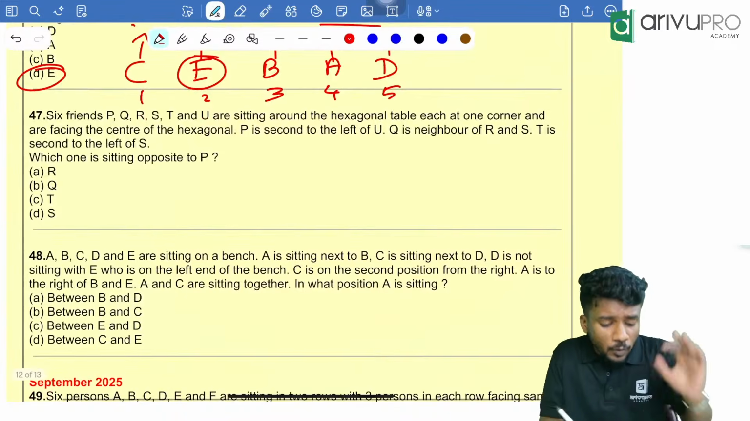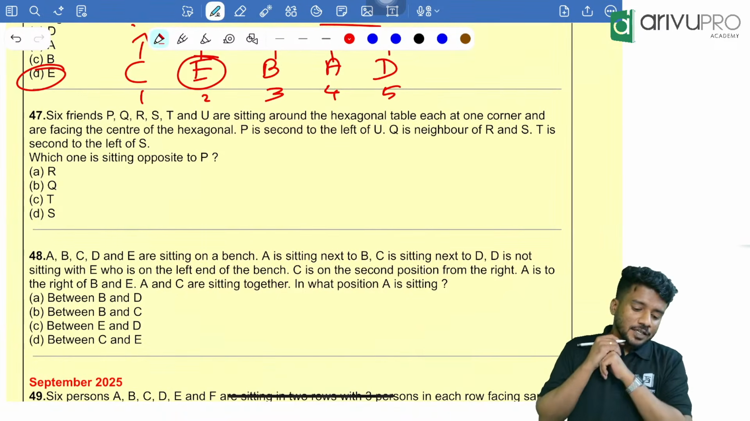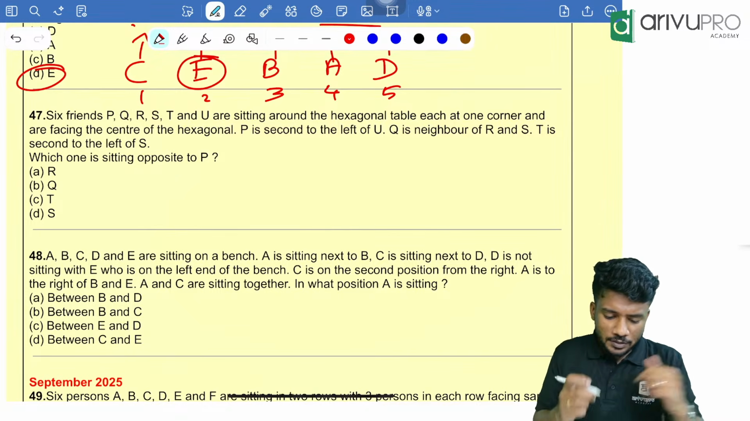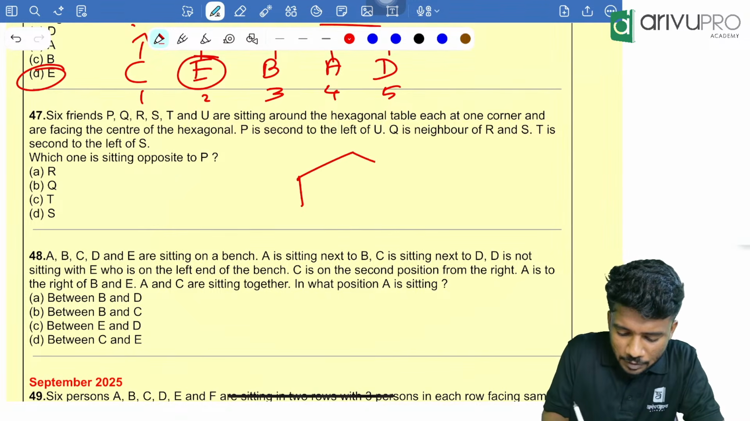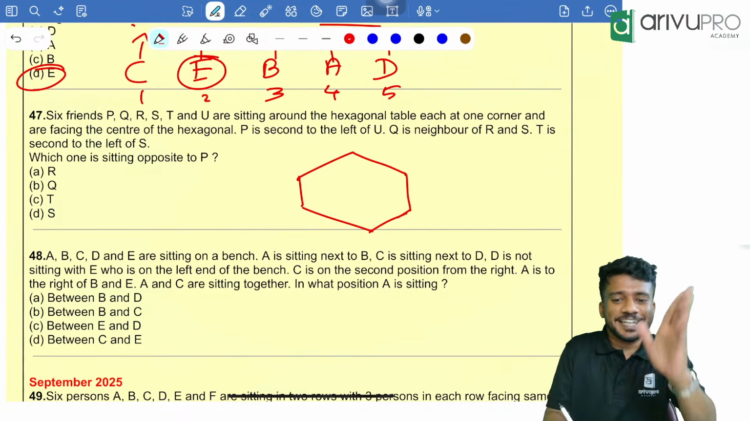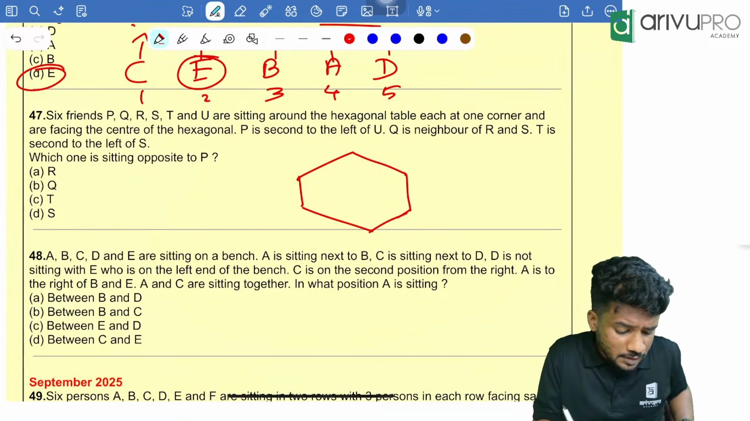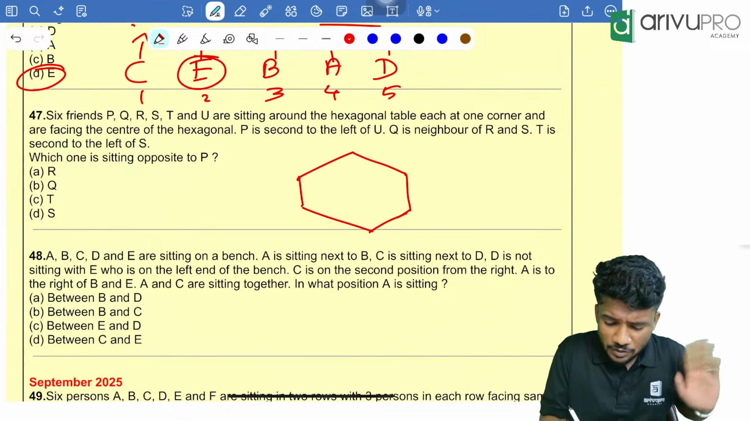Okay. Now, the second last question of the May 2025 attempt. 6 friends P, Q, R, S, T, U are sitting around a hexagonal table. People, hexagon again. I am having a drawing crisis. Yes, I drew a hexagon. P, Q, R, S, T, U are there, each in one corner facing the center.